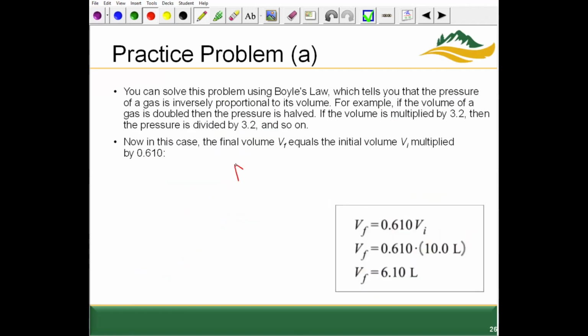So from Boyle's law, P1 V1 is equal to P2 V2, or another way you might see this is pressure initial times volume initial is equal to pressure final times volume final. Again, Boyle's law tells us that the pressure of a gas is inversely proportional to its volume. For example, if the volume of a gas is doubled, then the pressure is halved. If the volume is multiplied by 3.2, then the pressure is divided by 3.2, etc.